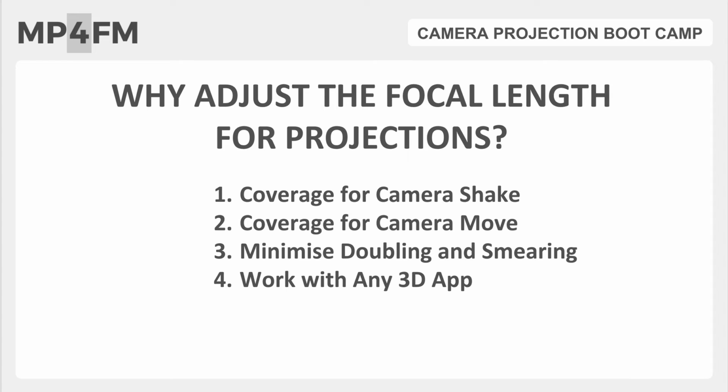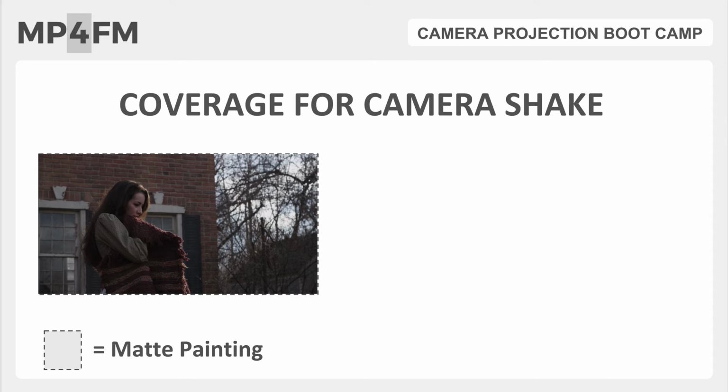So if you're moving from one application to the other, it's going to be seamless and it's going to work through all of those. However, there are other ways of providing overscan that don't have to do with the focal length. We're going to be talking about those later in the course. So let's talk about that first one, providing coverage for camera shake.